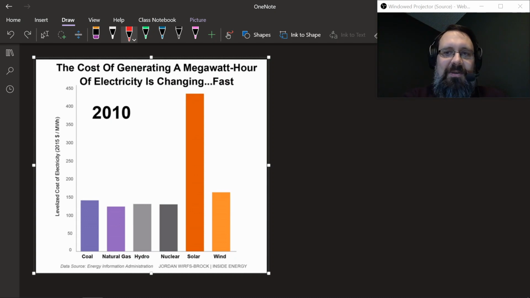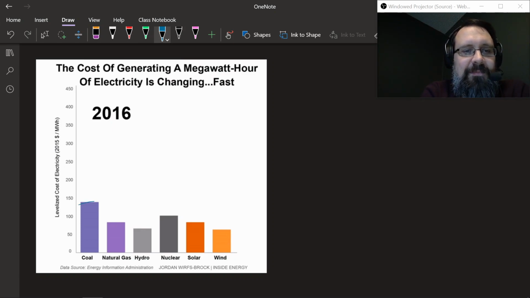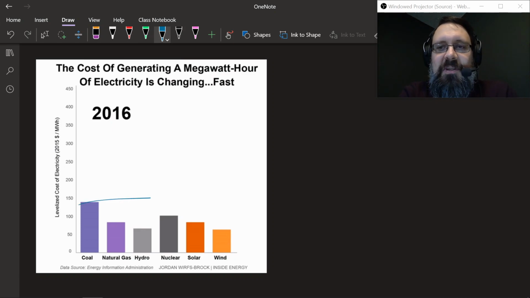Solar has come down to be so cheap within the last 10 years, and so coal just can't compete anymore. It's the most expensive way to generate electricity now. So obviously, coal's going to start crashing in a capitalistic society. What are your thoughts on that?